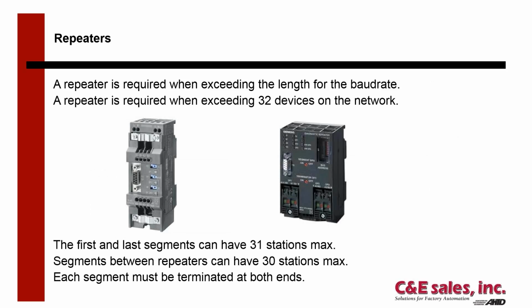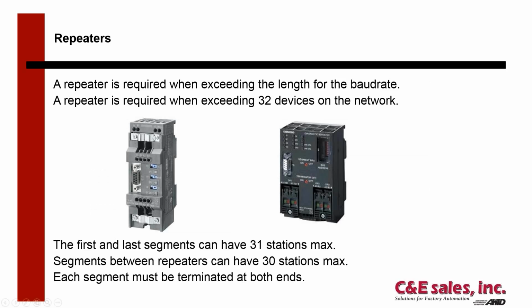All right, so this slide, we're going to talk about repeaters. A repeater is required for a couple of reasons. It's required when you're exceeding the length for the baud rate. So if you want to talk 12 megabaud, but your total cable length, you measure it out, and it's going to be 150 meters instead of 100 meters, you may want to purchase a repeater to help you increase the length for that particular baud rate. A repeater is also required when you have more than 32 devices on a network.